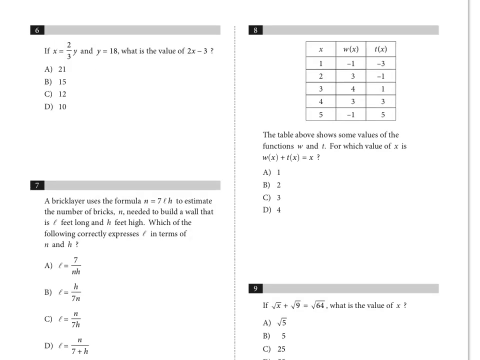Question 6 says, if x is 2/3 y and y is 18, what is the value of 2x minus 3? Well, if we're a little bit clever, we can solve for 2x. We have 2x here, so if we double this, it's going to be 2/3 y times 2, and that's going to be 4/3 y. Y is 18, so that's going to be 4/3 of 18.